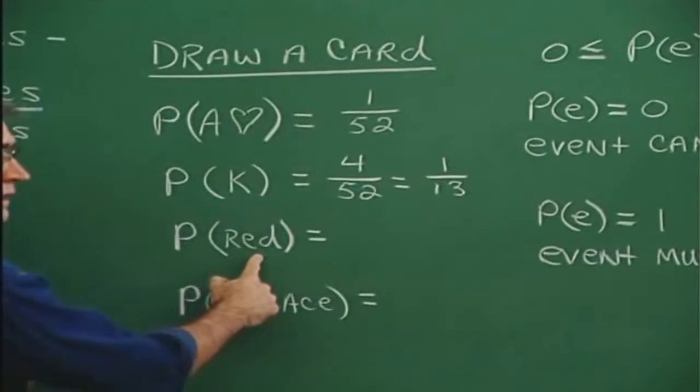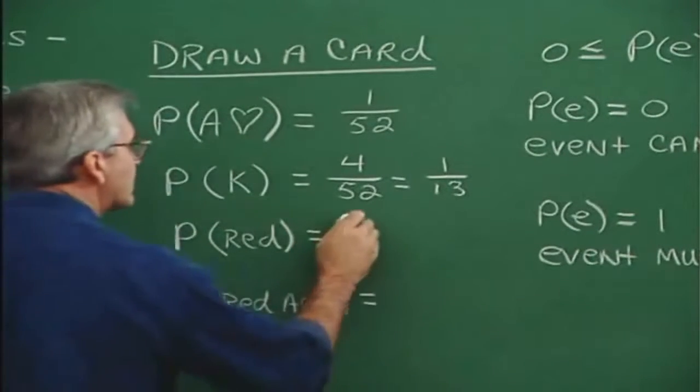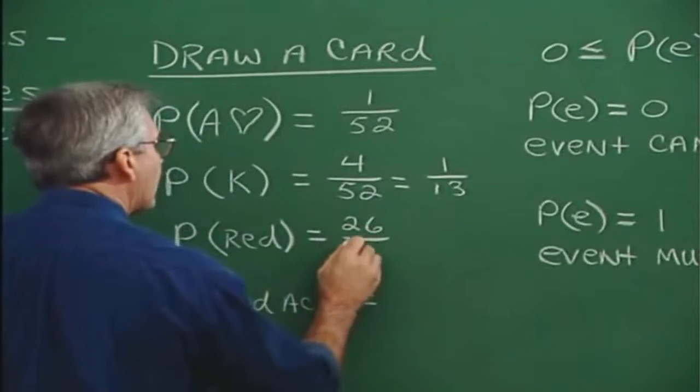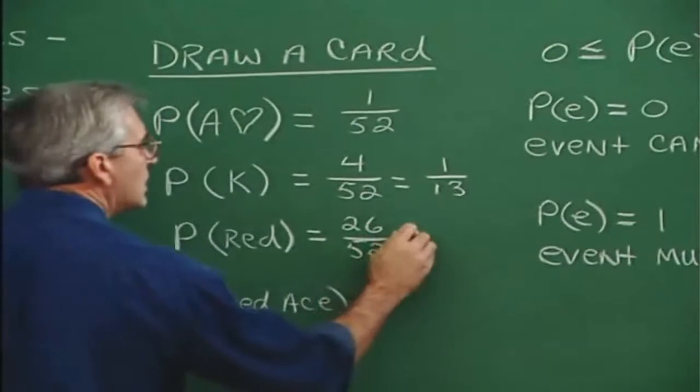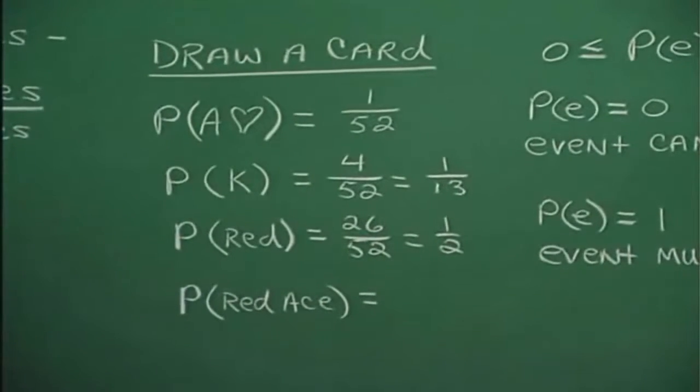Probability of a red card. Turns out that half of the cards in the deck are red. That means that 26 of them are red out of the 52 total cards, and so the probability of drawing a red card is 1/2.